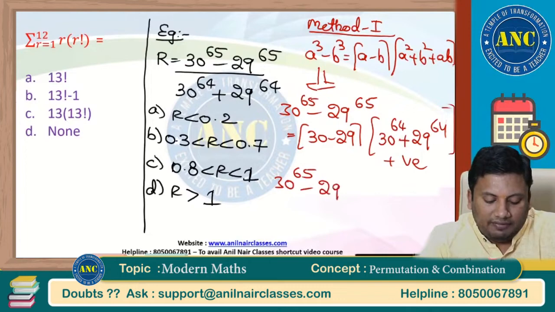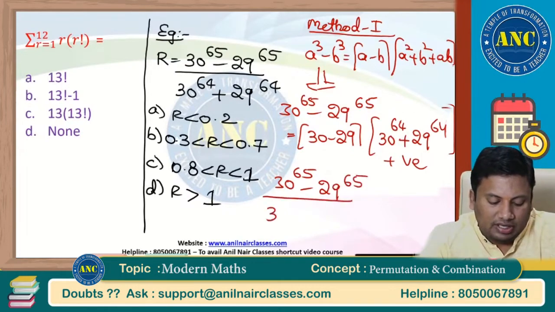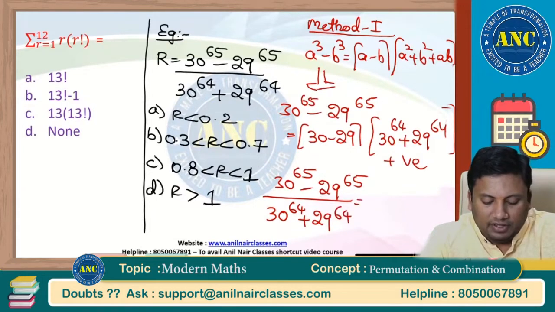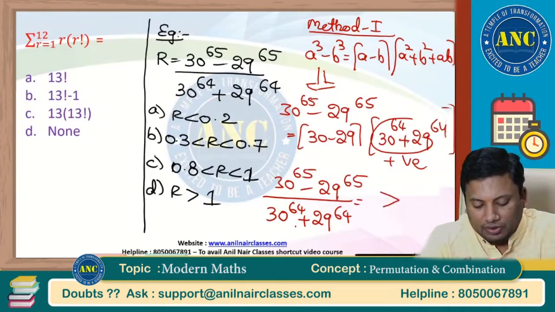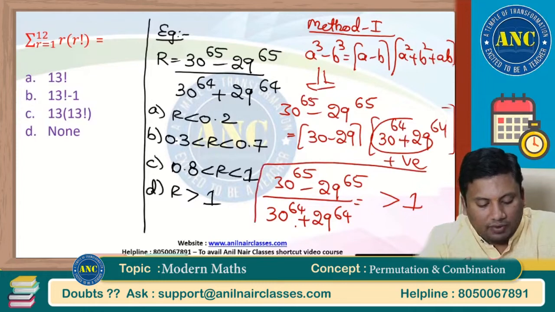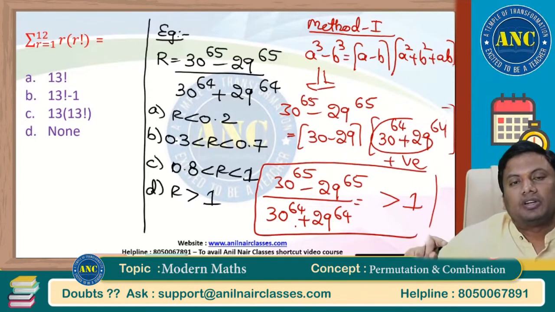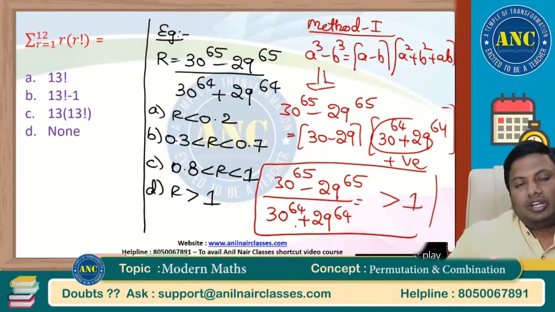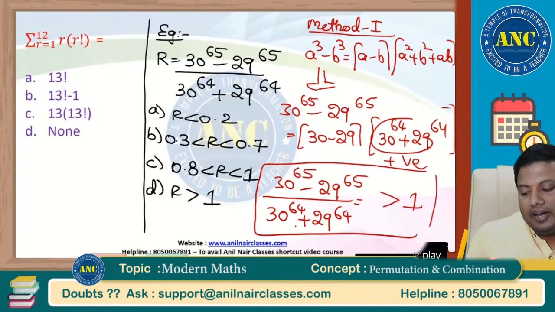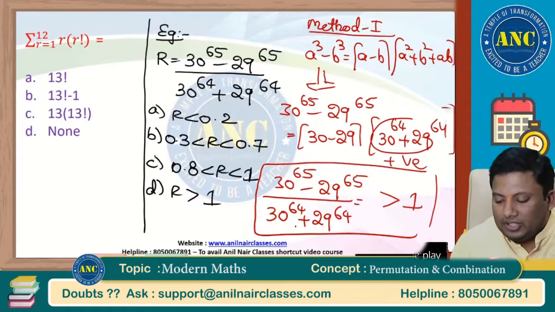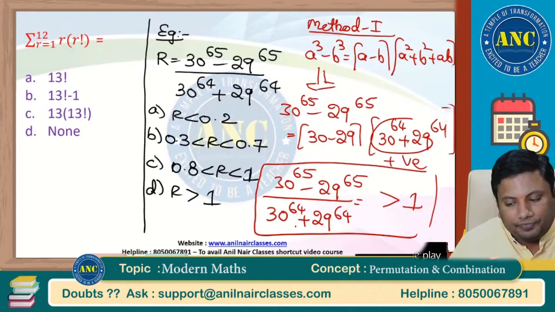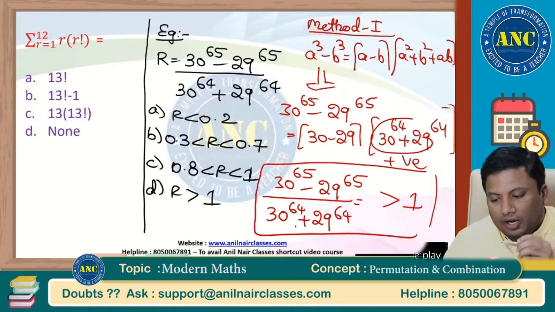30 power 65 minus 29 power 65 divided by 30 power 64 plus 29 power 64. This divided by this value gives 1 plus positive, so the answer is greater than 1. Are you all with me? 30 power 64 plus 29 power 64 plus so on, divided by 30 power 64 plus 29 power 64. This divided by this will be 1, and 1 plus positive is greater than 1. It is one way of doing it.